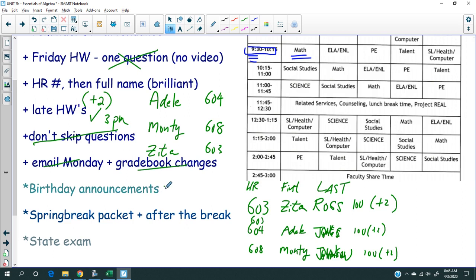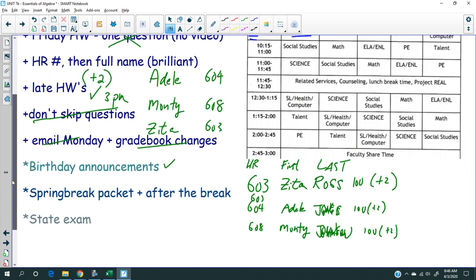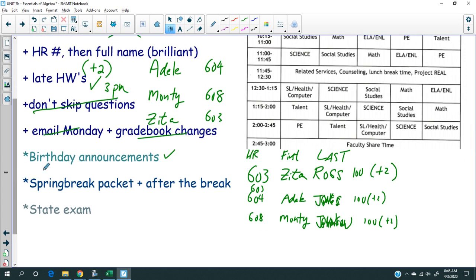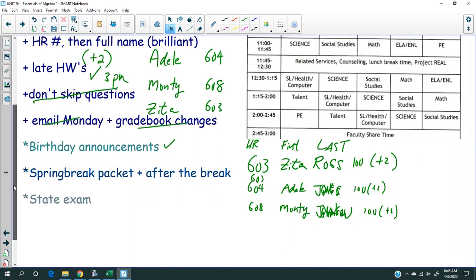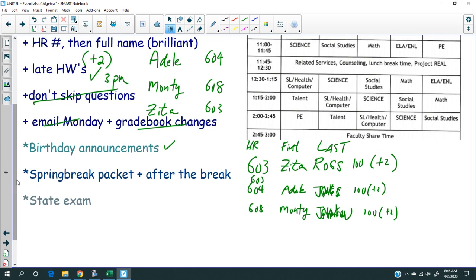Birthday announcements. I got an email a couple of days ago asking if I can make birthday announcements. I'll think about it, because I'm not sure about letting everyone on the internet know that it's your birthday. There are some data privacy issues there. I mean, I don't want everyone on the internet to know what day is my birthday either. You know what I'm saying? So let me think about it.